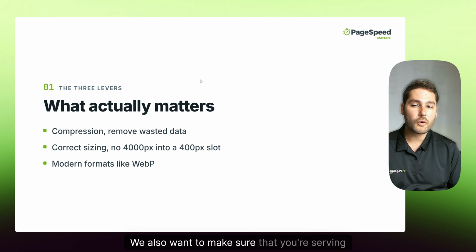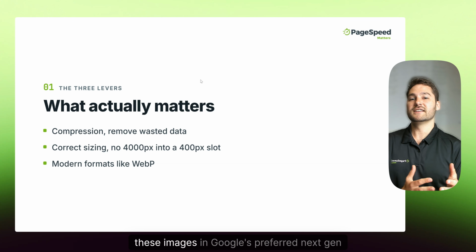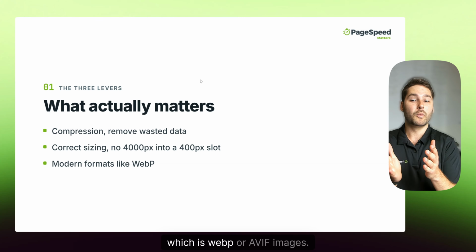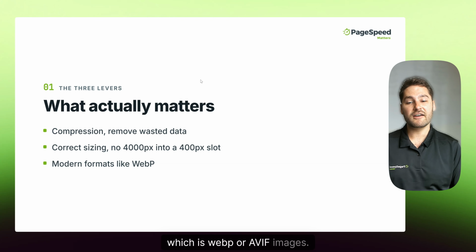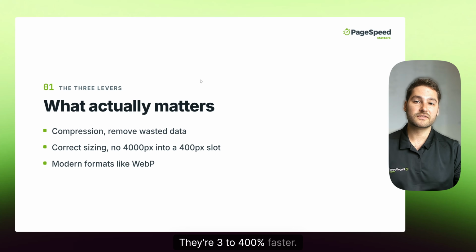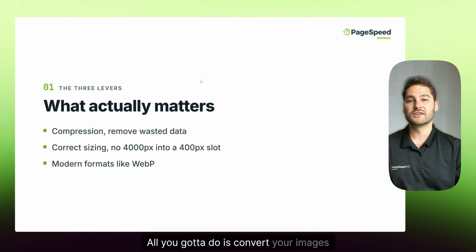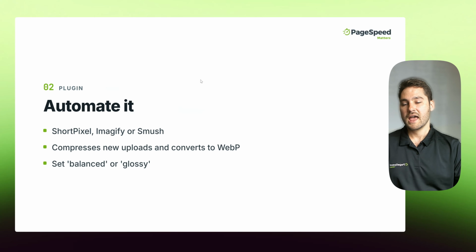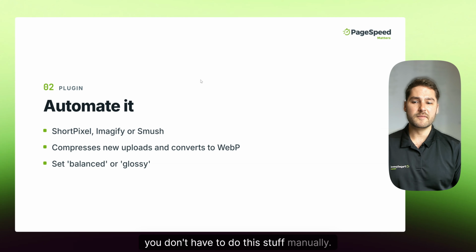We also want to make sure that you're serving these images in Google's preferred next-gen format, which is WebP or AVIF images. They're 300 to 400% faster. All you gotta do is convert your images from PNGs or JPEGs to those. So you don't have to do this stuff manually.